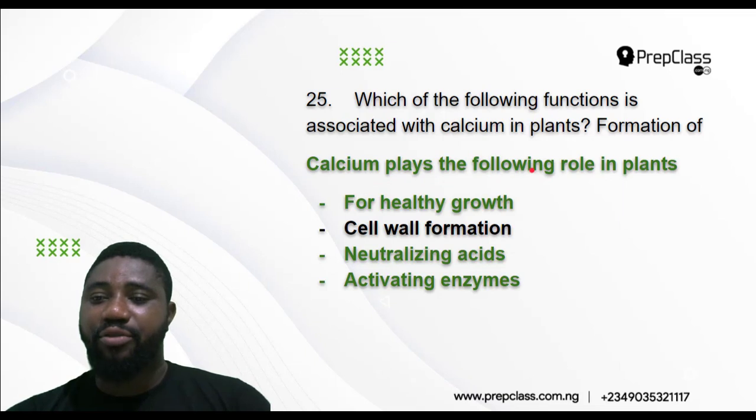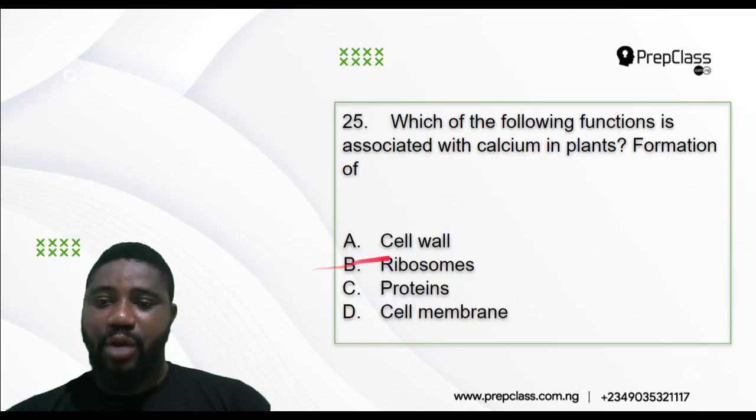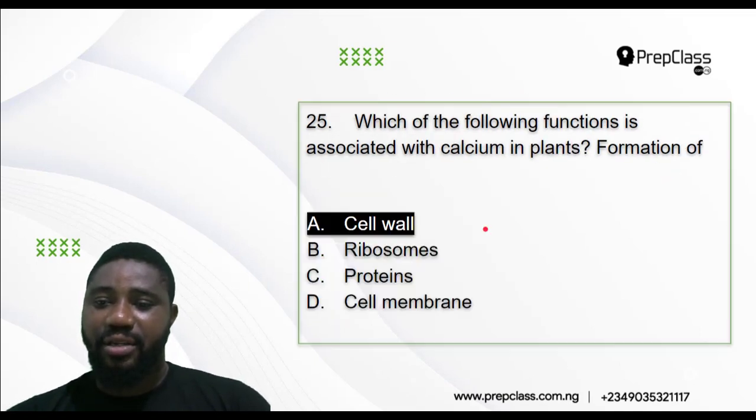Now, calcium plays the following roles in plants. Calcium helps for healthy growth, cell wall formation, neutralizing acids, and activating enzymes. So you can see that cell wall formation is part of them. Ribosome, protein and cell membrane are not. Cell wall formation is the only thing that is related here. So the correct answer is formation of cell wall, option A.